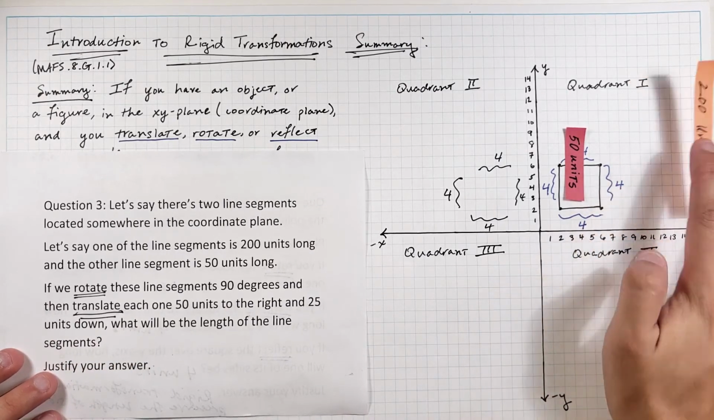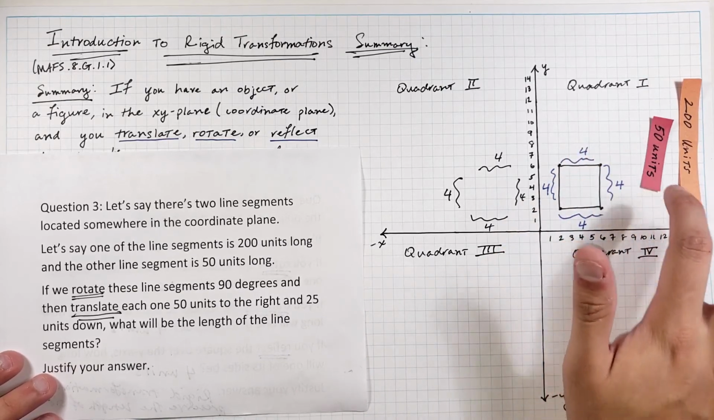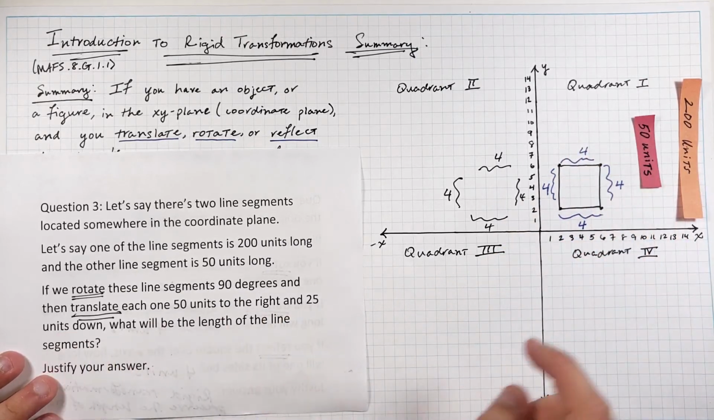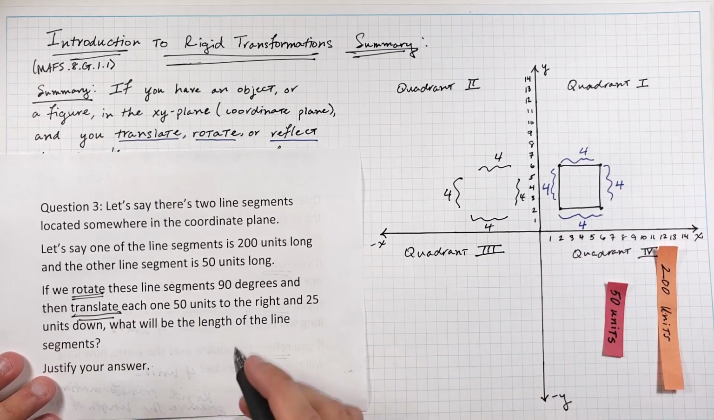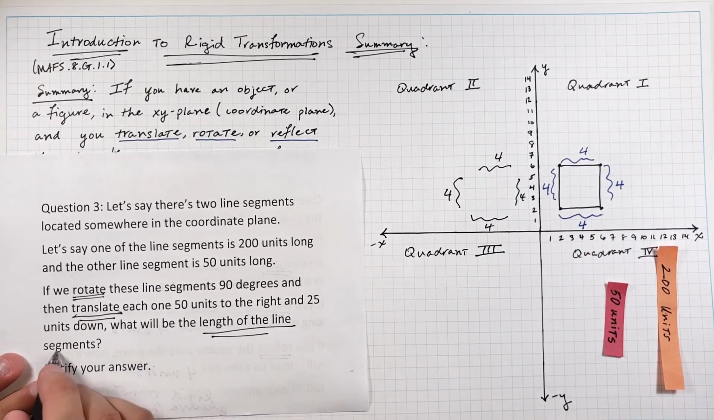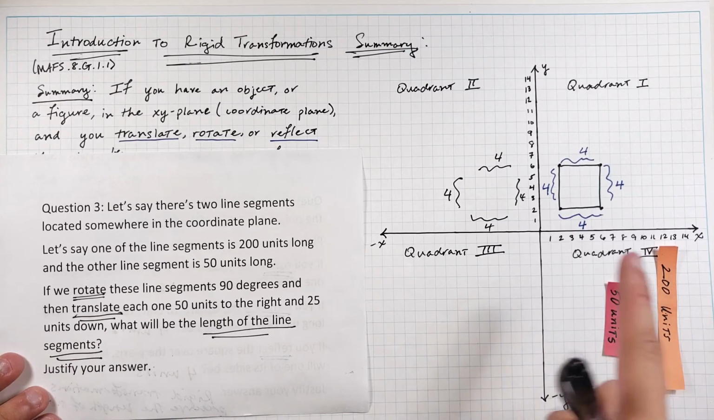So let's say that's 50 units to the right here, and there's another 50 units to the right. And then it says, and 25 units down. So maybe this is 25 units down for each one. What will be the length of the line segments? Well, as you can see, they didn't change.